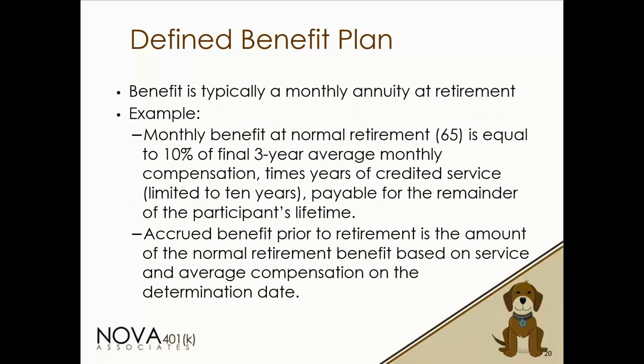So here's an example of a traditional DB plan, defined as 10% of final average pay, 3-year final average pay, times years of service with a 10-year cap. So basically, if you have 10 years of service and you take the average of your last 3 years of pay, you're going to get 100% of that as an annuity for the rest of your life.